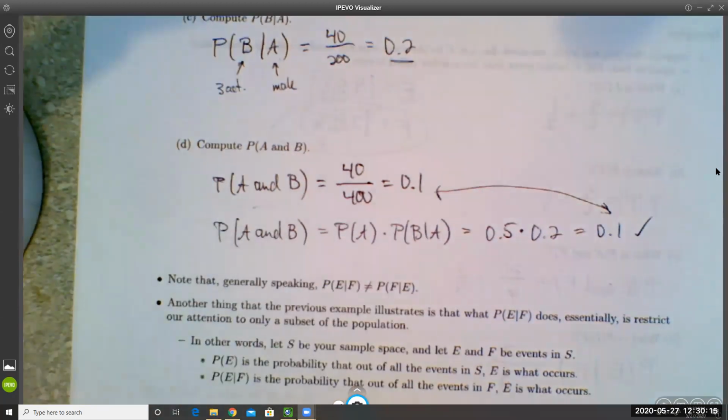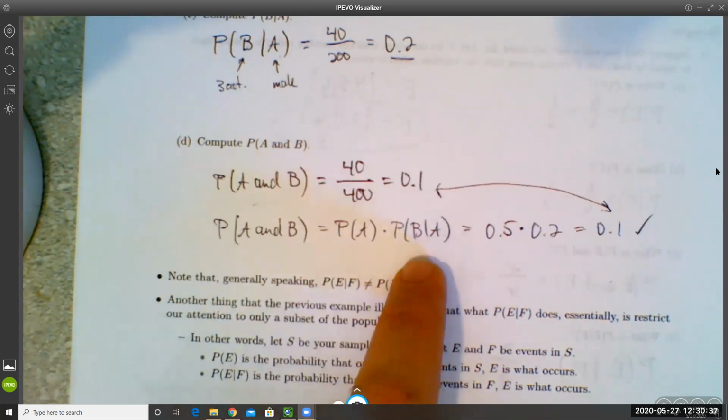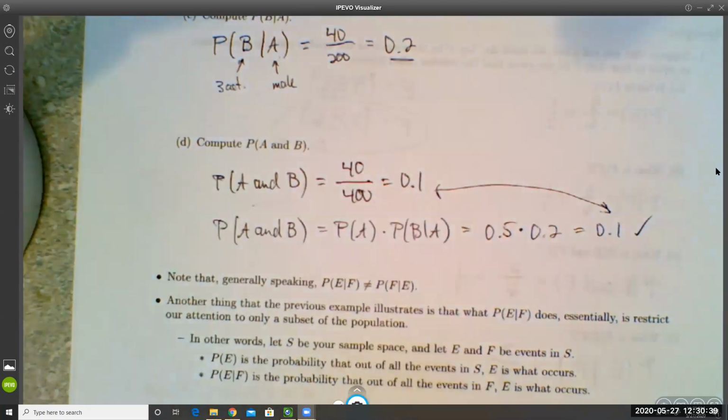A common misconception is that probability of A and B is just probability of A times probability of B. That's true sometimes. That'll be the topic of discussion in 5.3. It is true sometimes, but generally speaking, that is not the case. Generally speaking, probability of A and B is probability of A times probability of B given A.